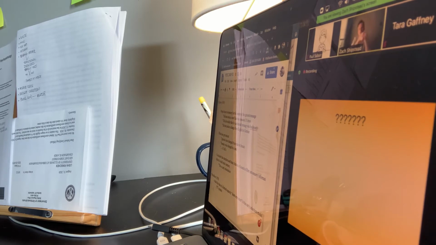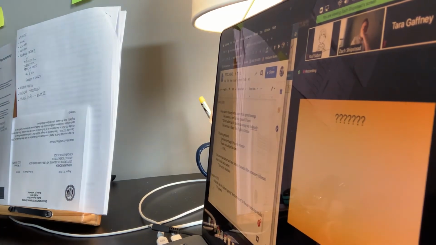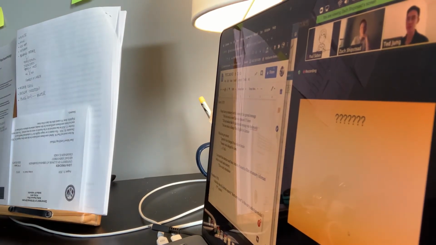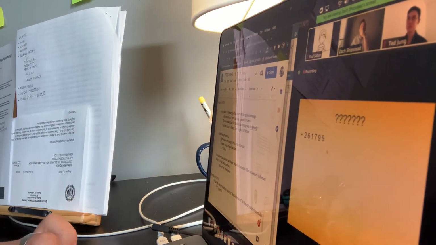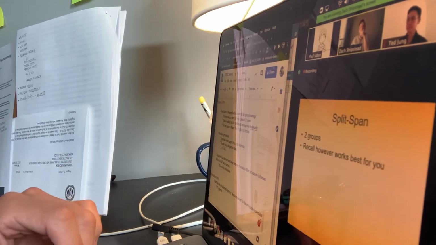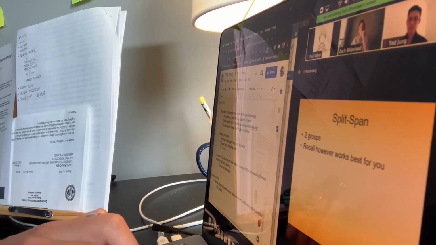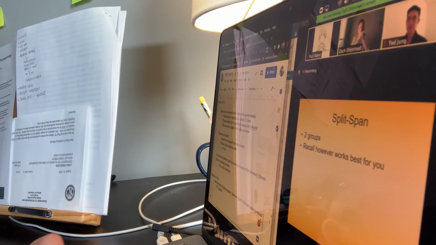So what were the numbers? 26719, and I missed something in the middle. I think it was 5. 261795, right? And that's fine. We're on the internet and everything's squirrely, right? But, you know, it's pretty easy to remember that. Now, here's where it could be more difficult. Let's have you do this again.